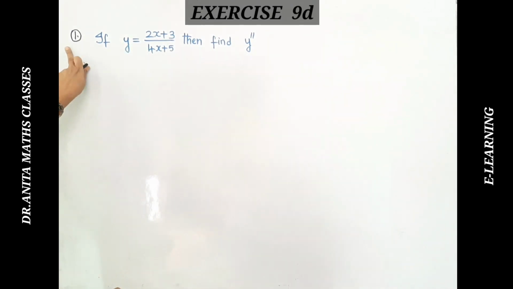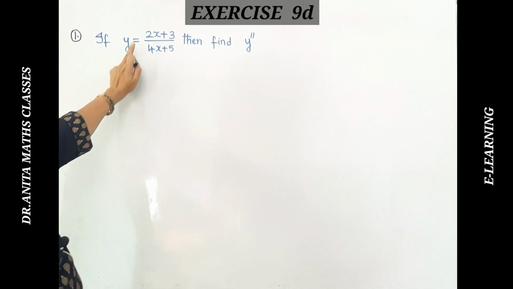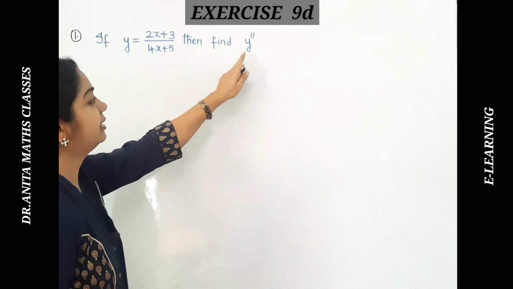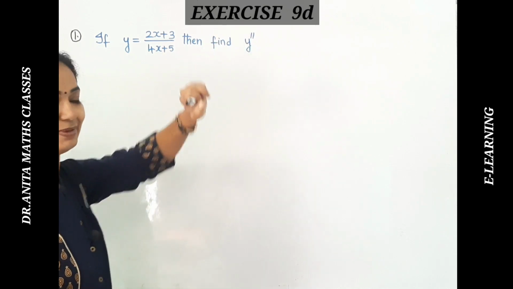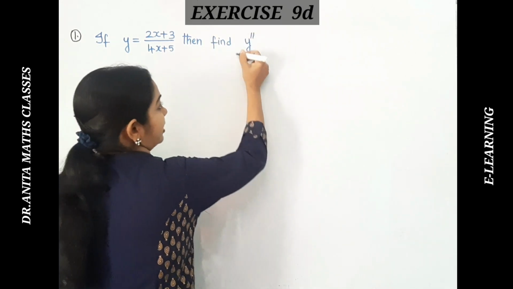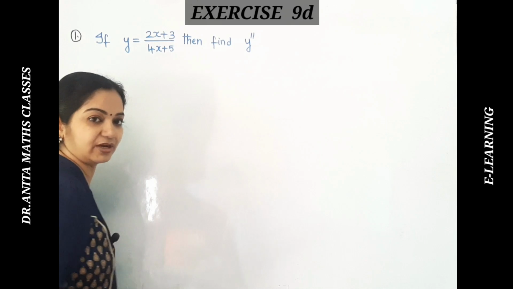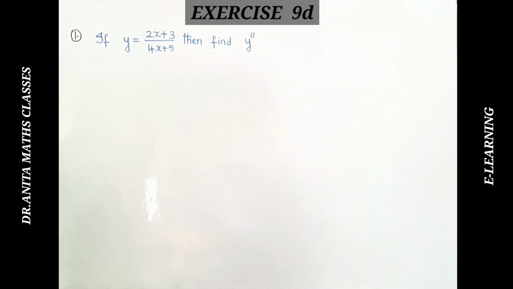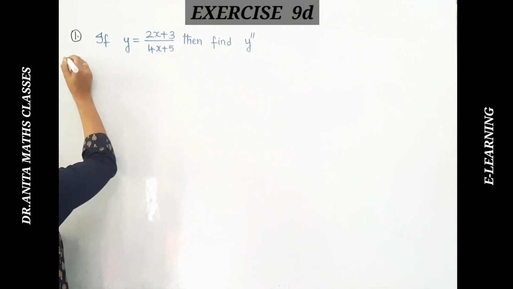The first sum of the exercise 9D is: if y is equal to (2x plus 3) by (4x plus 5), then find y double dash. That means here they are asking us to find the second derivative of the y function. So there are two dashes here, that means second derivative. Right. So how do we proceed?